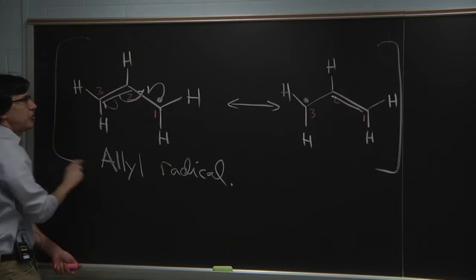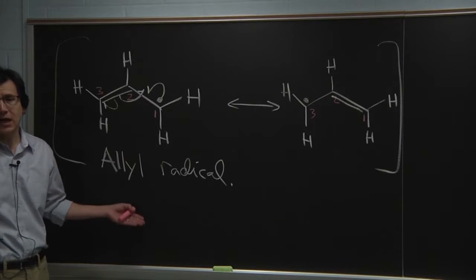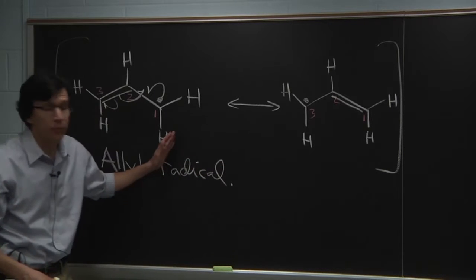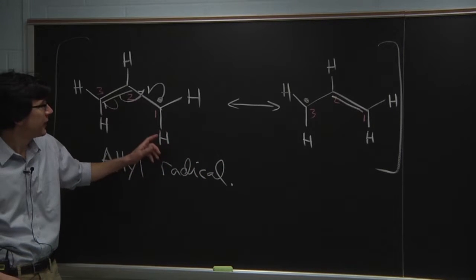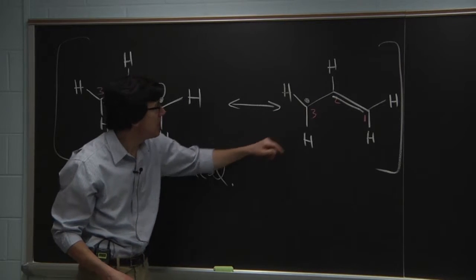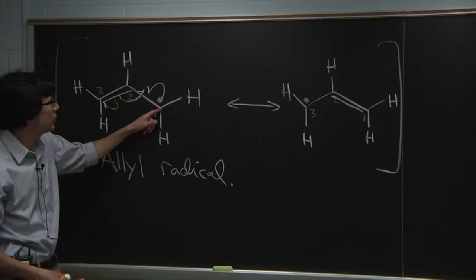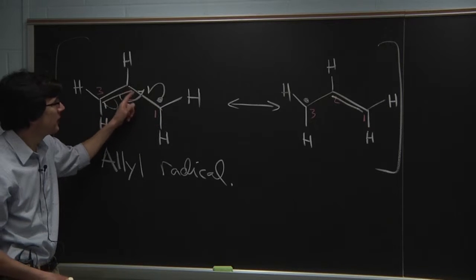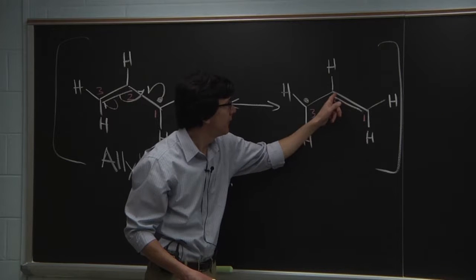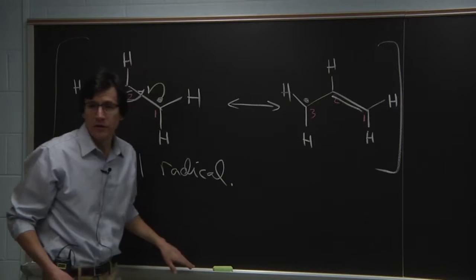Again, we have a situation analogous to what we had in the allyl cation and the allyl anion, where these 2 resonance contributors must contribute equally. So the dot is going to be equally shared between carbon 1 and carbon 3. The bonding is going to be intermediate between a single bond and a double bond for each of the bonds C1, C2, and C2, C3.